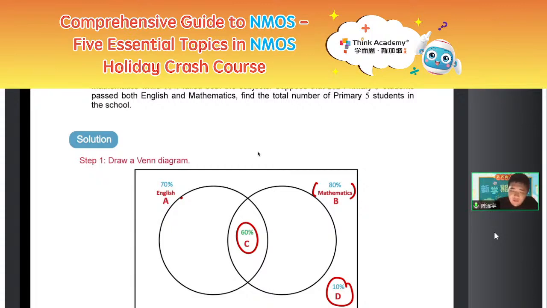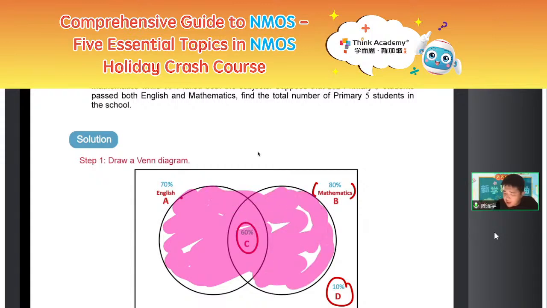Now, first of all, think about this. We have 2 circles. These are the parts inside the circles, and you have 10% outside the circle. So in total, how many were inside the circle? In total, that would be 90% inside the circle.